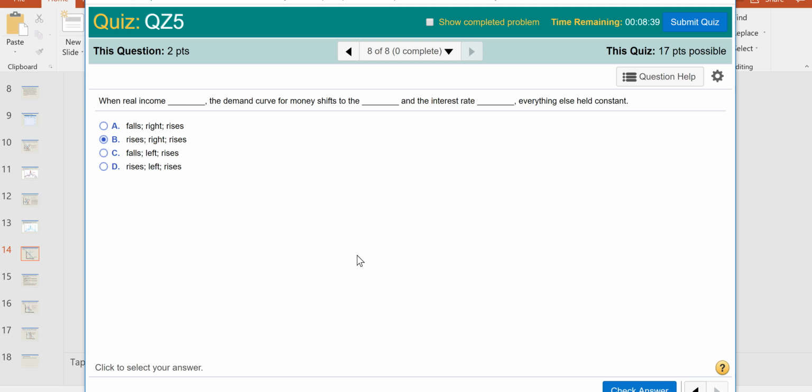So we just need to find which of the 4 choices matches one of those 2 answers. That's B right here: rises, and rises. It could also be falls, and falls, but we can't find that answer here, so only B is correct.